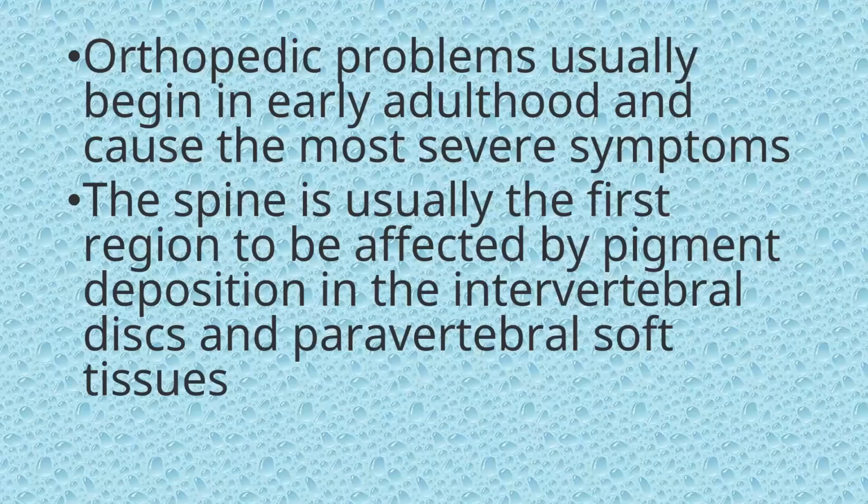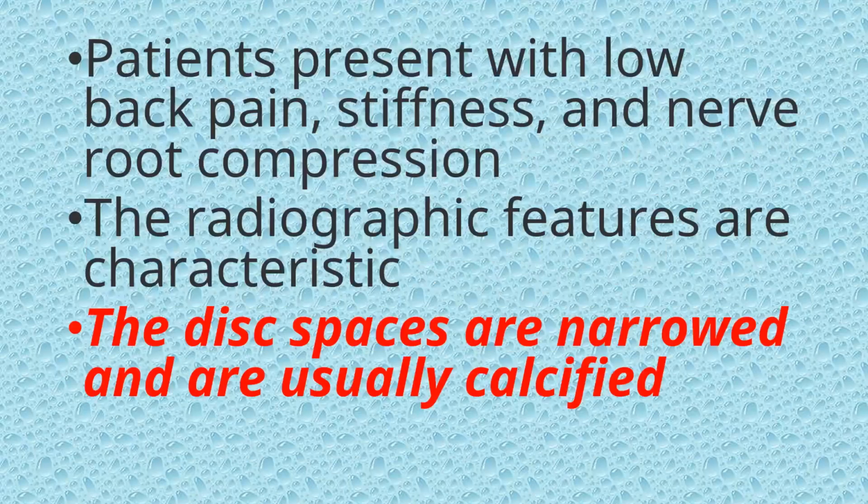The orthopedic problems usually begin in early adulthood and cause the most severe symptoms. The spine is usually the first region to be affected by pigment deposition in the intervertebral discs and paravertebral soft tissues. Patients present with low back pain, stiffness, and nerve root compression. The radiographic features are characteristic. The disc spaces are narrowed and are usually calcified, as I have repeatedly mentioned.